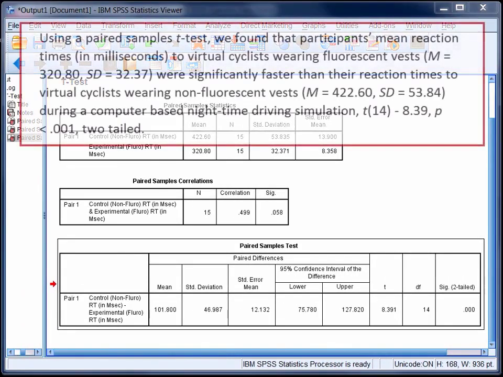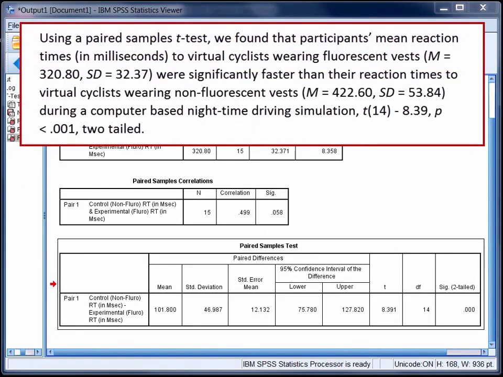And to report this finding, we might say something like, using a paired samples t-test, we found that participants' mean reaction times in milliseconds to virtual cyclists wearing fluorescent vests were significantly faster than their reaction times to virtual cyclists wearing non-fluorescent vests during a computer-based nighttime driving simulation.